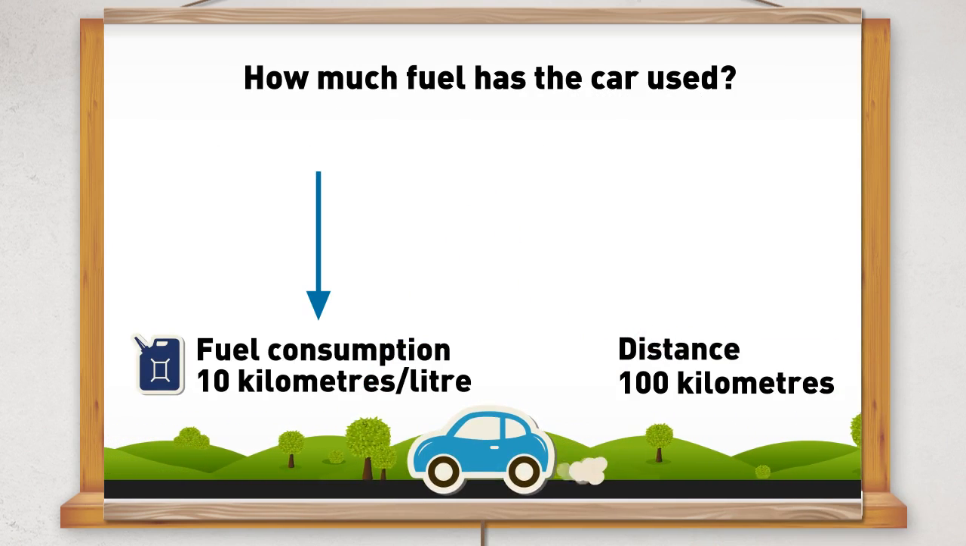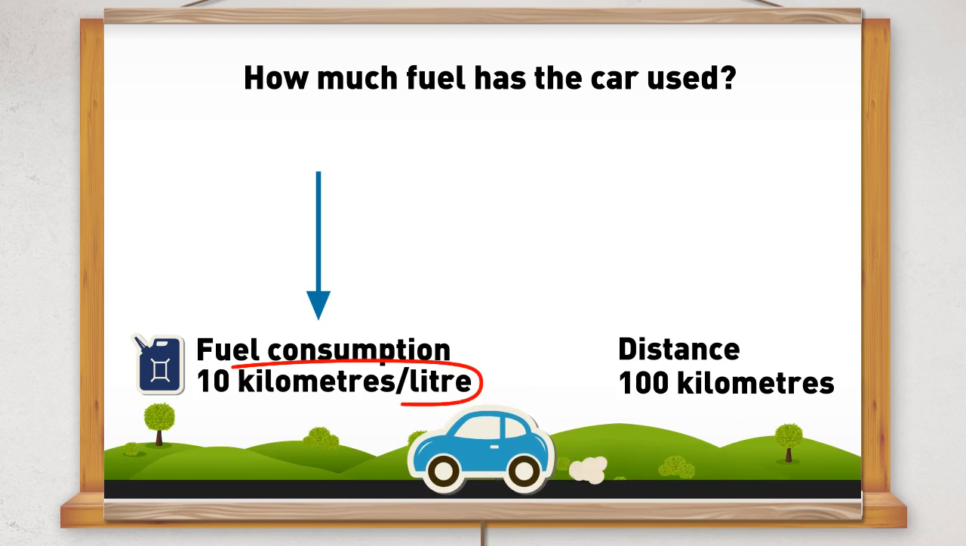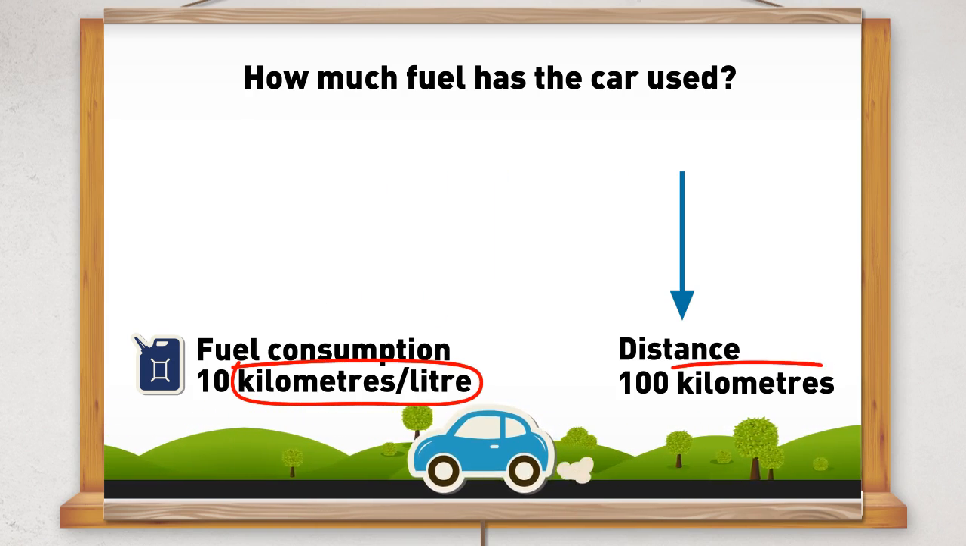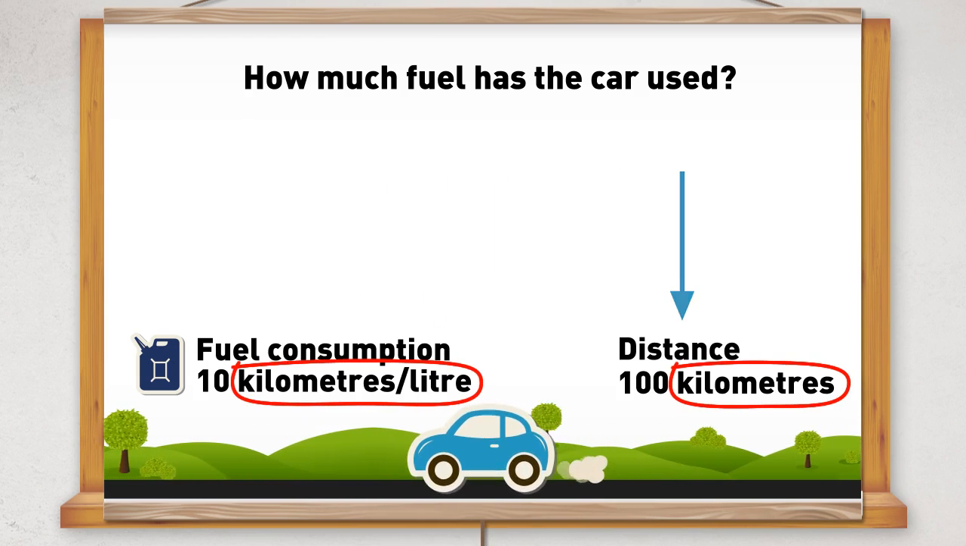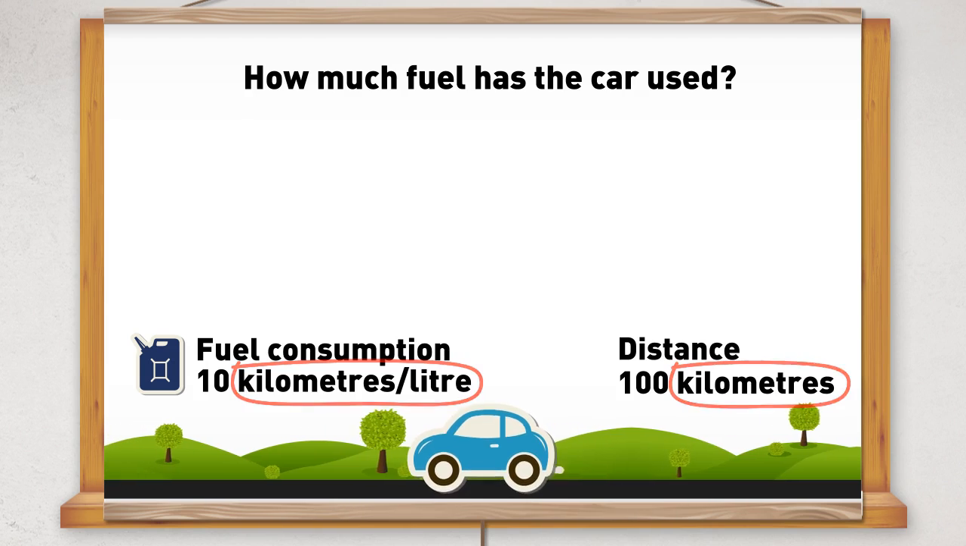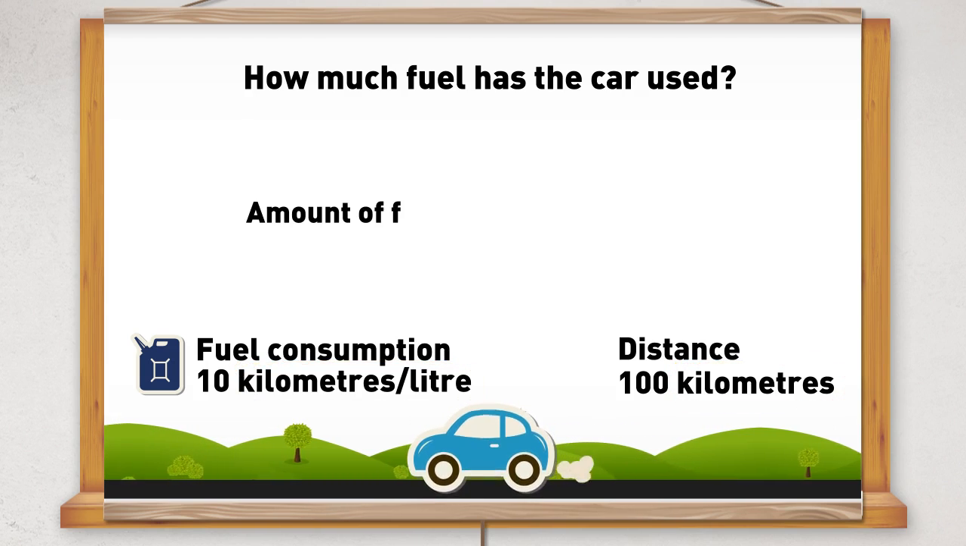Since the compound measure of fuel consumption is one of the quantities given, we need to make sure that the units of kilometres per litre match up with the units for distance. Since the distance is in kilometres, they match up, so no conversion of units is required, and we put the numbers into the formula.